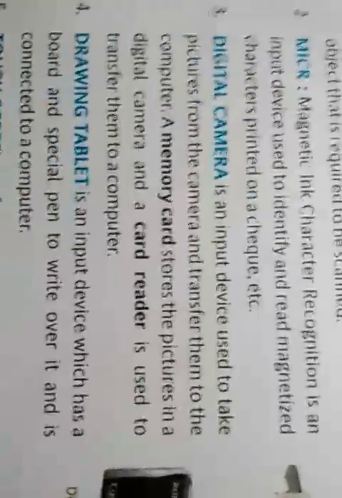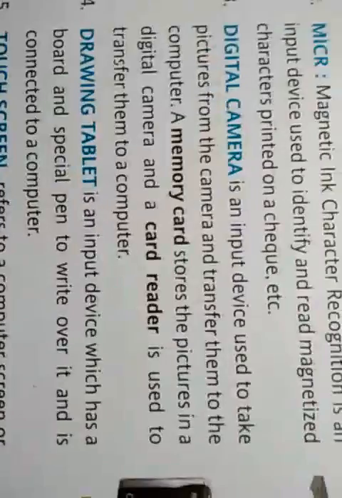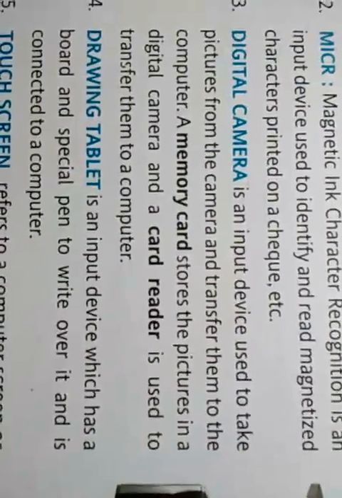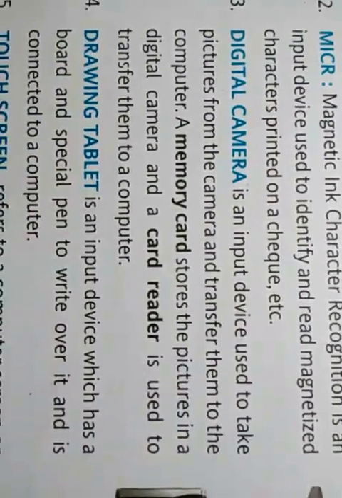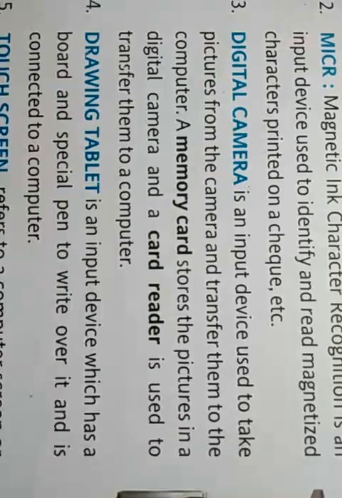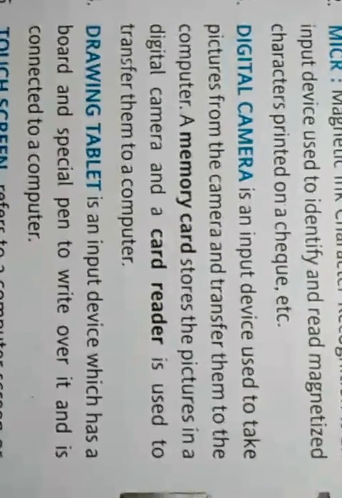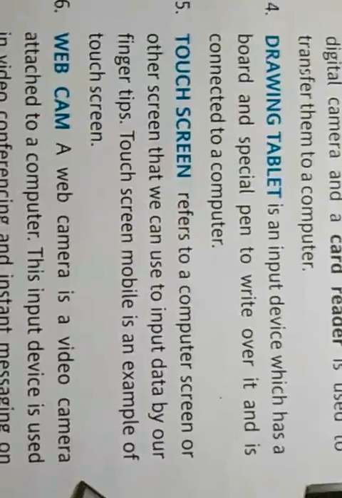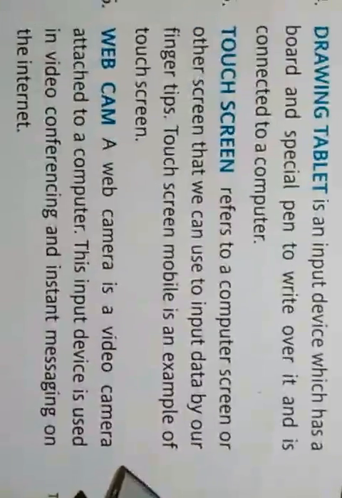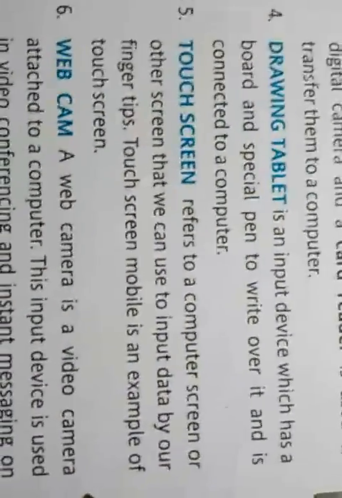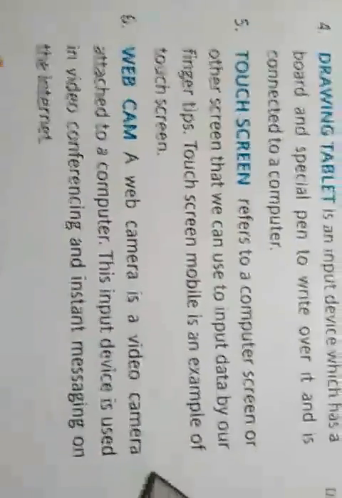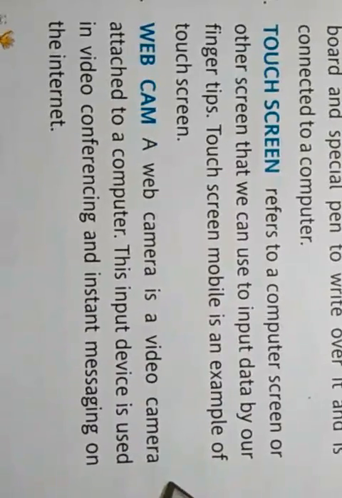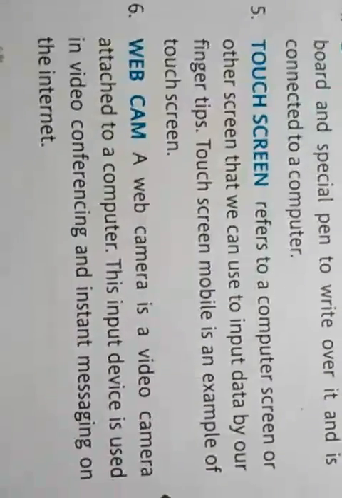Next is the digital camera. A digital camera is also an input device. It reads an image and stores it in the card, from which we can transfer the image into the computer. The touch screen monitor also comes in the category of input devices because we can select an object with the help of a finger from the screen. Webcam is another example of an input device, similar to a digital camera.